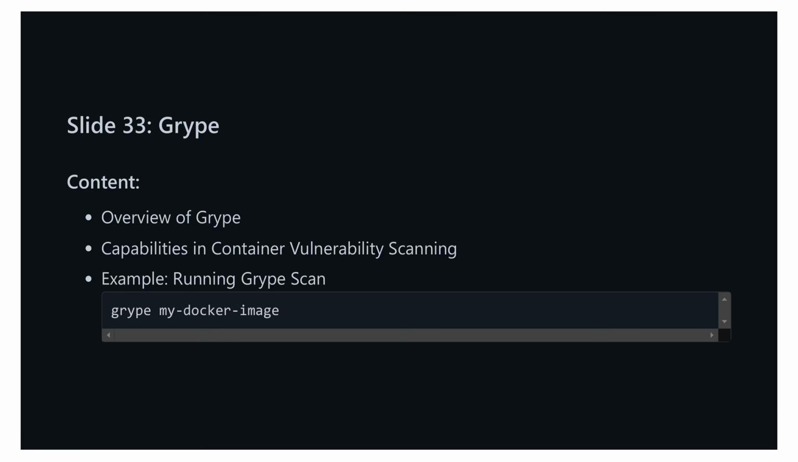Now, let's move on from Grype to another powerful scanning tool, Trivy. Trivy specializes not only in container vulnerability scanning, but also in infrastructure as code, IaC scanning. This makes it a versatile tool that can help secure both your container images and your IaC configurations, ensuring a more comprehensive security posture. Like Grype, Trivy is straightforward to use with a simple command line interface.